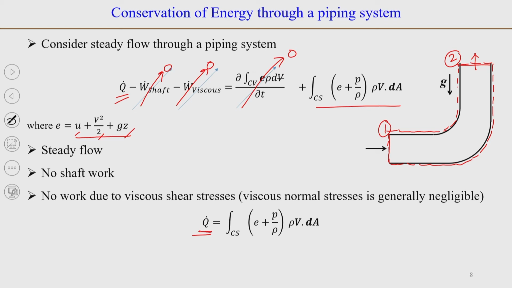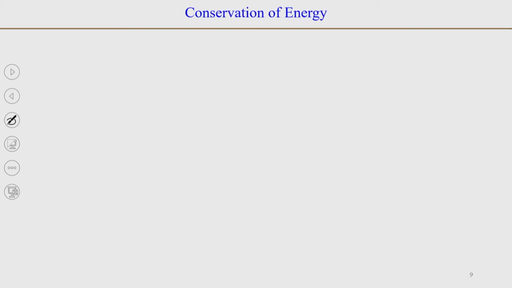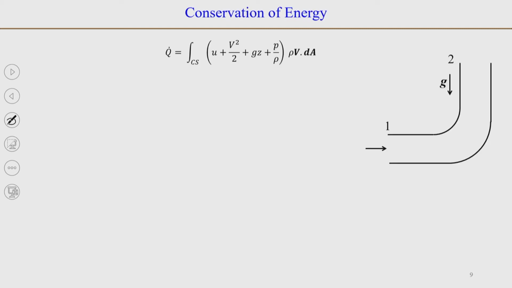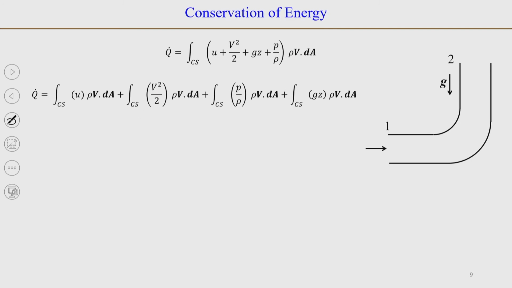So, that Q dot will be equal to the integral over the control surface of (e plus P by rho) into rho V dot dA, and if you notice V dot dA is the volumetric flow rate, into rho, which becomes mass flow rate. Now, you can substitute e is equal to u plus V squared by 2 plus g z, and then we can take up each term separately and evaluate these integrals.